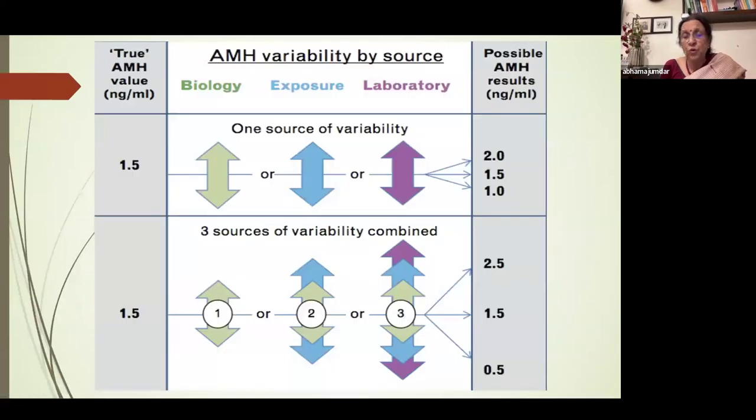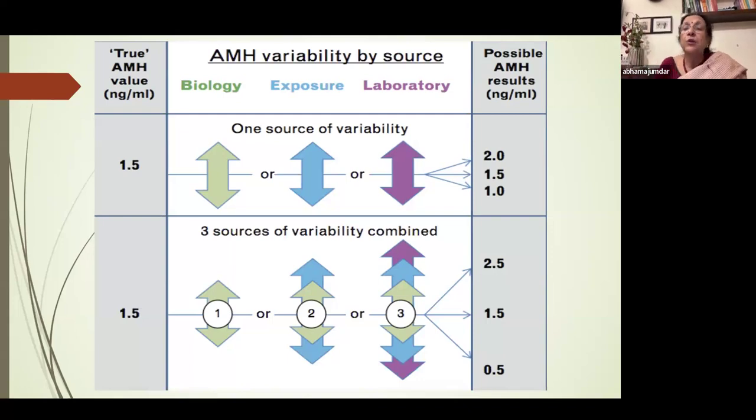Now, the moment you go on source, there are three sources. One is exposure. Has the patient been exposed to oral contraceptive pills for more than 3 months or 6 months? Because after 3 months, the AMH may drop a little. After 6 months, it may drop more. There was also a study which said that if vitamin D is deficient, AMH may turn out to be lower. So, exposure to what has the patient faced before we are doing an AMH?